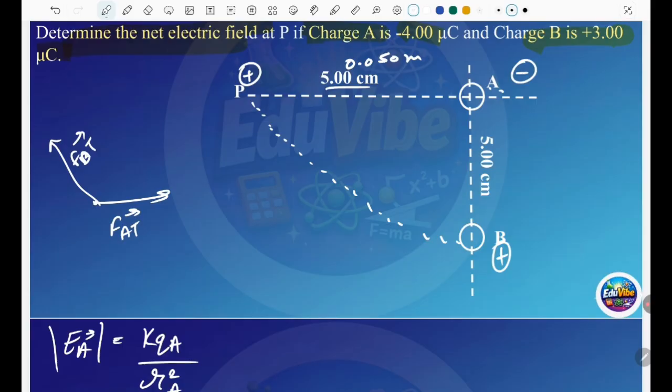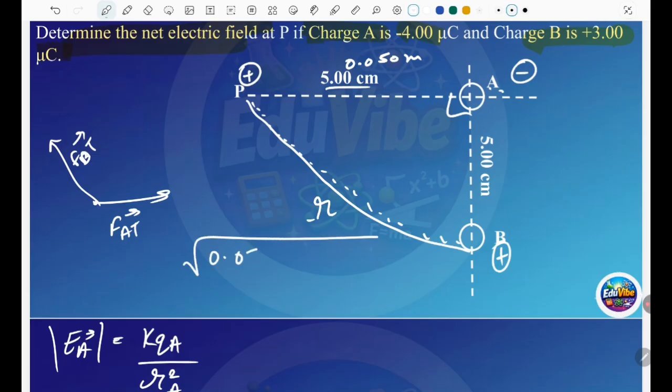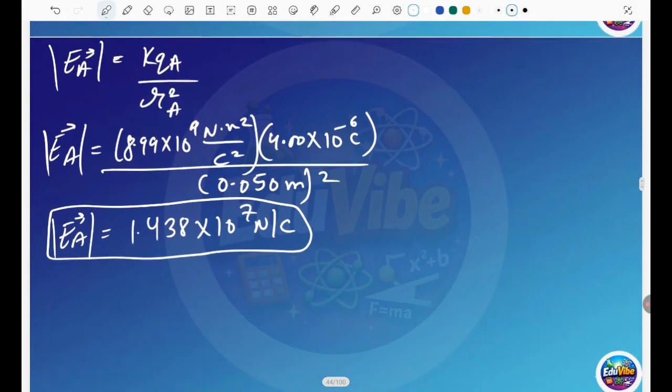So what is the difference now? The difference is that your R should be this one, not this one. If this is a right angle and this straight line goes towards this, you have to find that R. How can you find R? You can find R as the square root of 0.050 meters squared plus 0.050 meters squared. You directly do the calculation and then you get your R. Then put that in the formula.